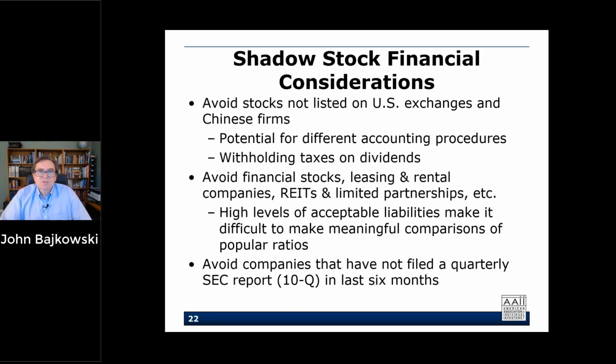Also, we're avoiding financial stocks. Their financials are different. Lease companies, REITs, limited partnerships. Again, their financials are so different that it's not really comparable. Their book values aren't comparable to other kinds of companies. And also, we're making sure that a company has filed a quarterly statement in the last 6 months. That's the case when we add them. Occasionally we have situations where companies are shadow stocks and they're a little bit late as far as filing. We typically hold them until they provide their statements, if there's a valid reason to do so.